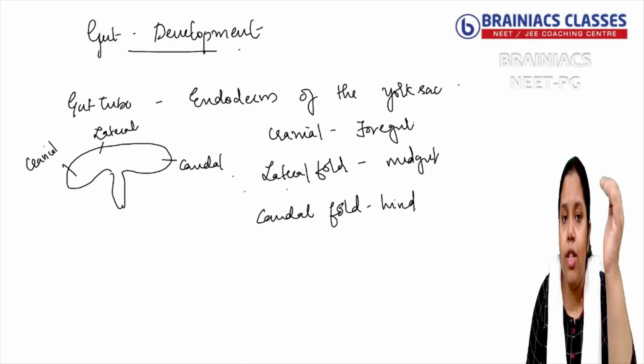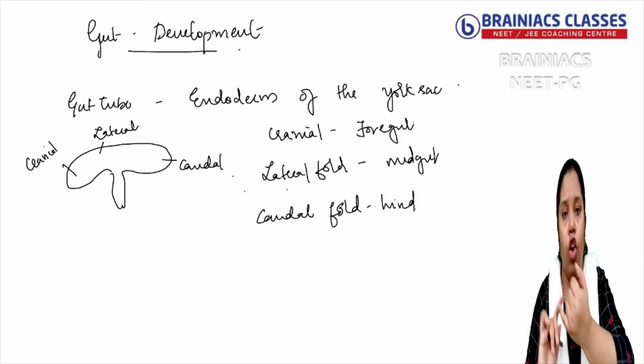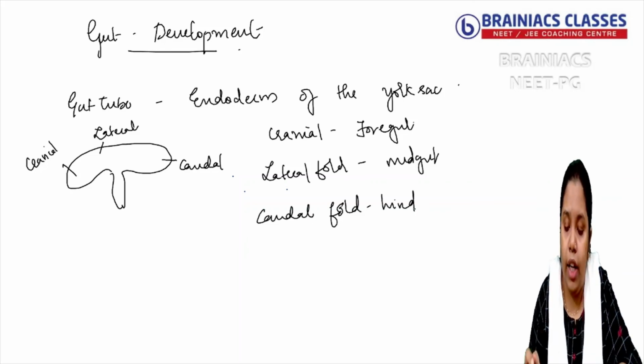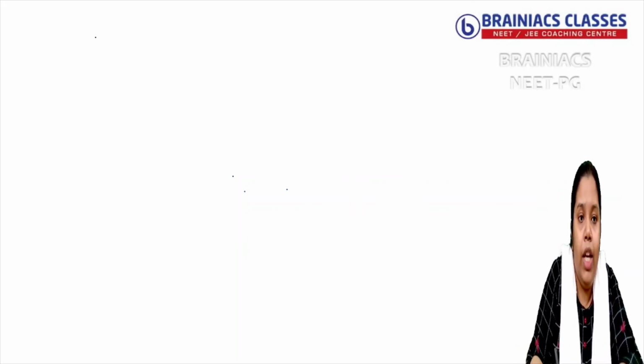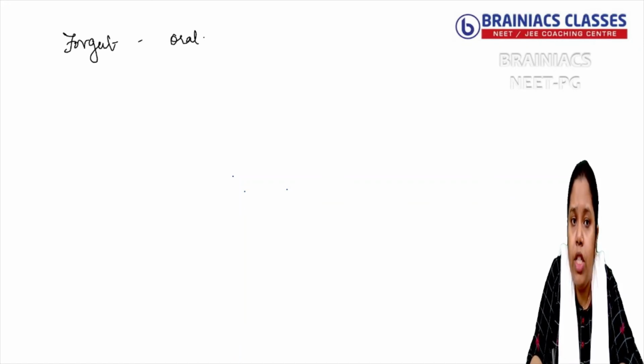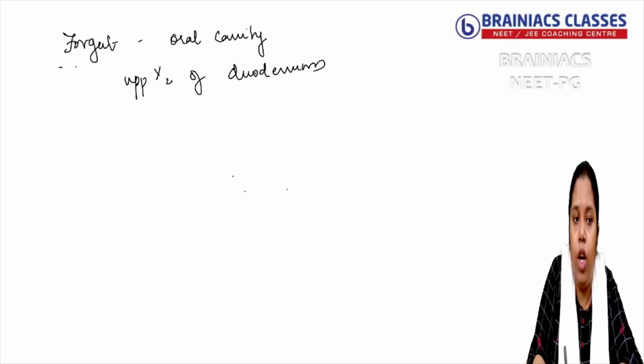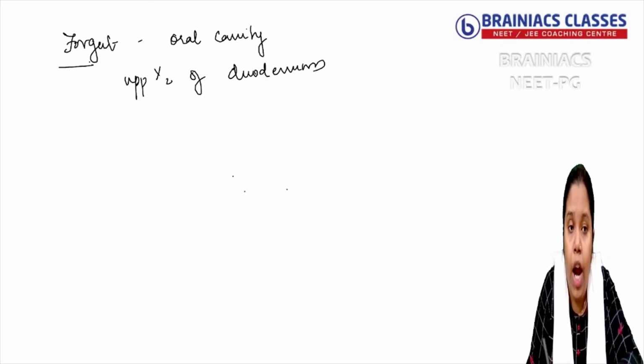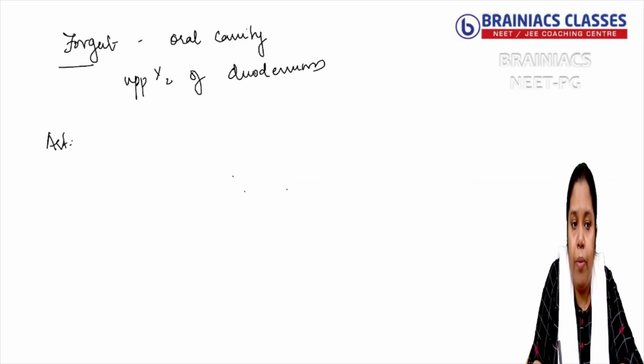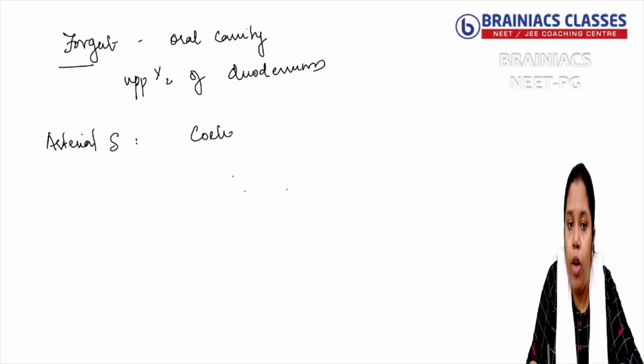So we will first discuss the development of the foregut, followed by the midgut, and then the hindgut. Before that, let me tell you about the foregut. It extends from the oral cavity to the cranial half of the duodenum. The arterial supply is by the celiac trunk.